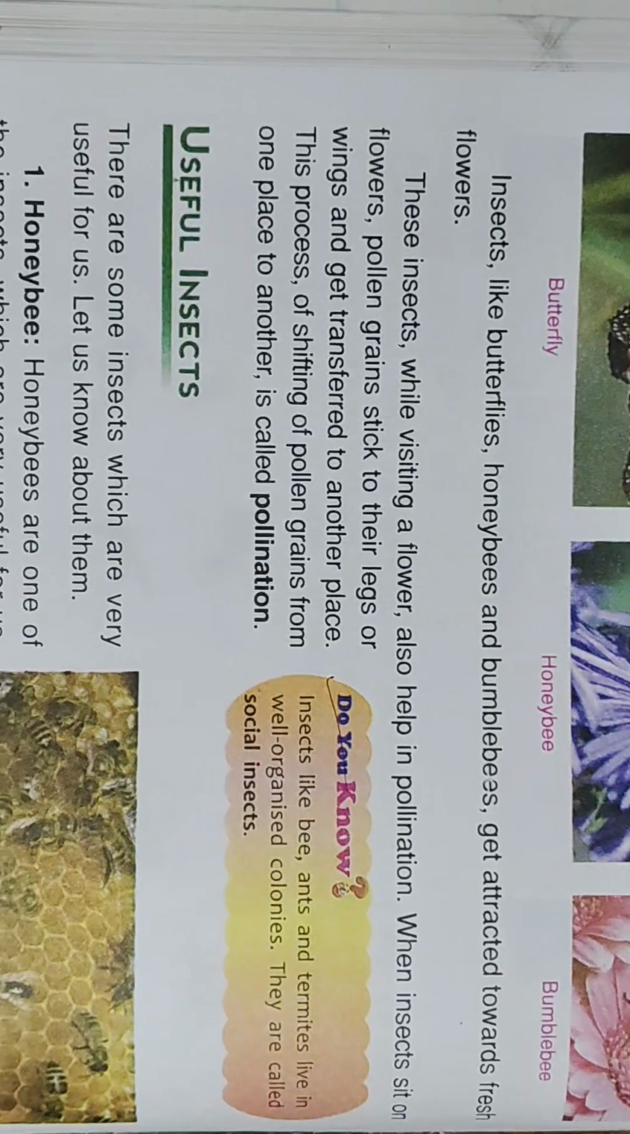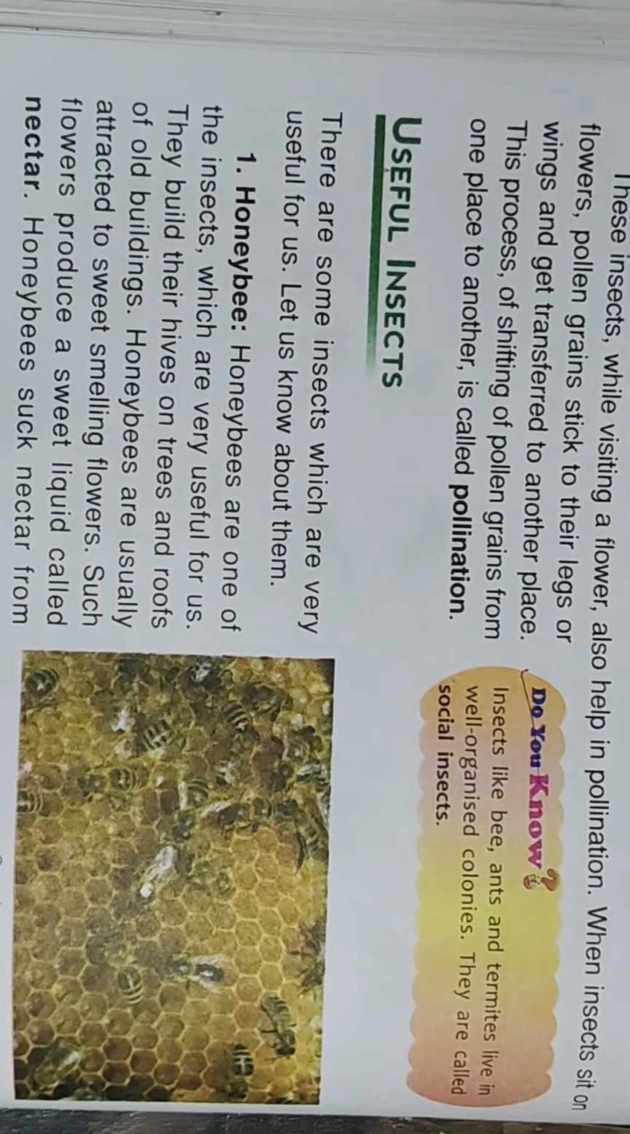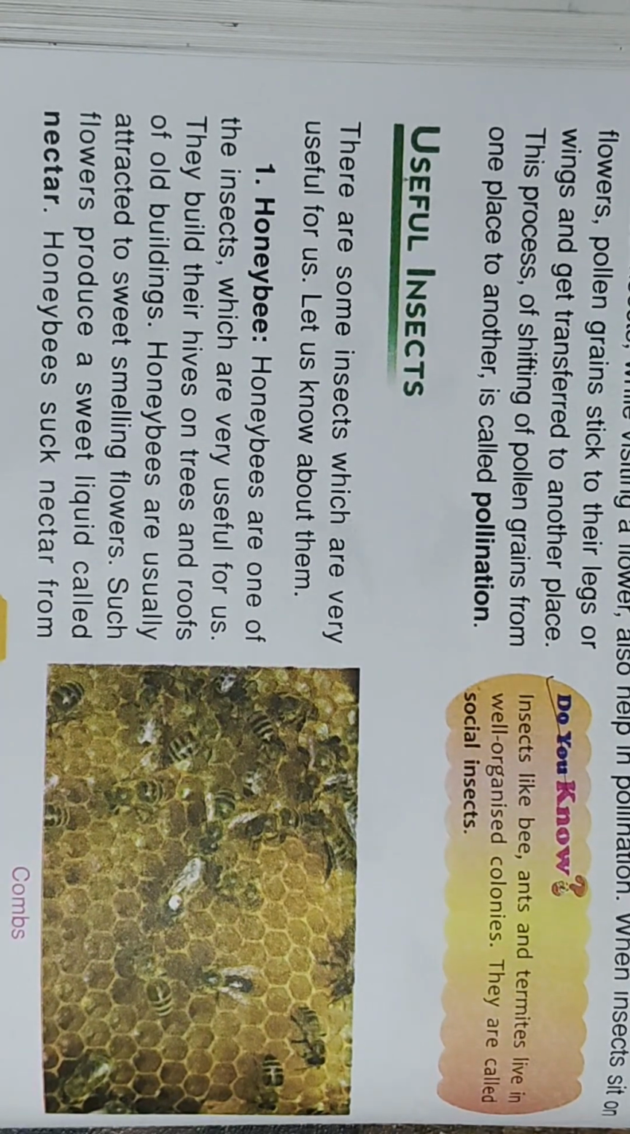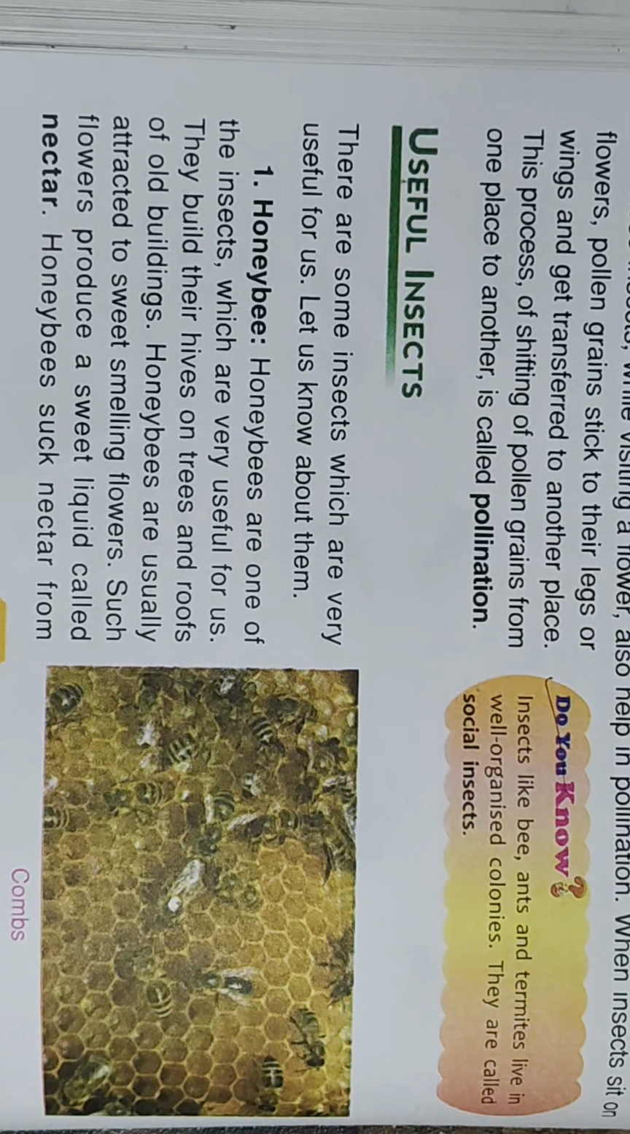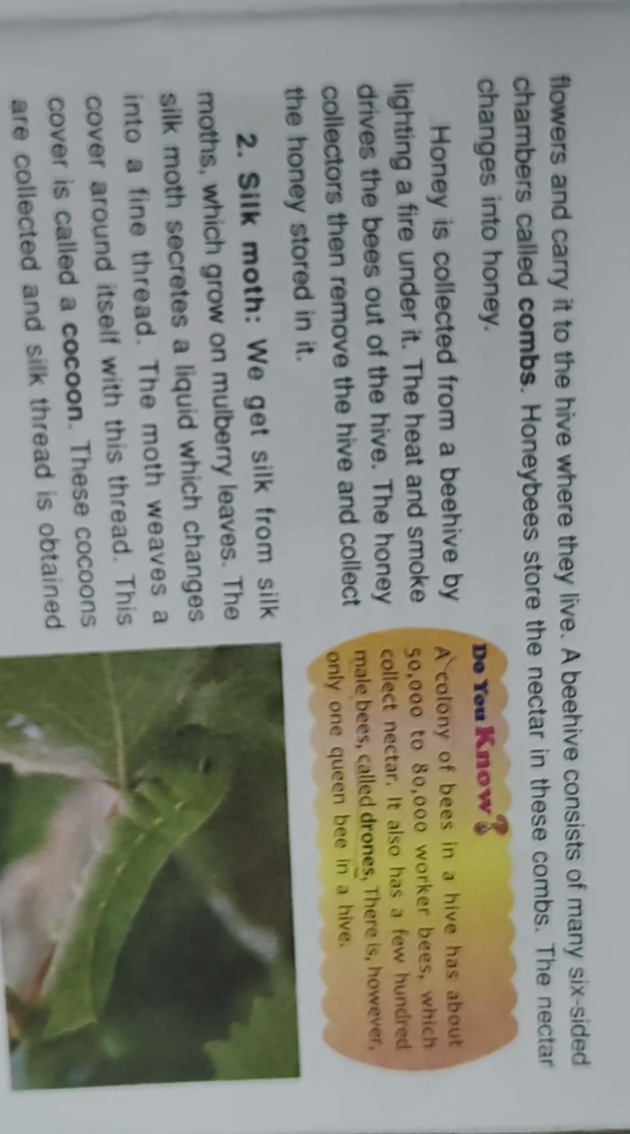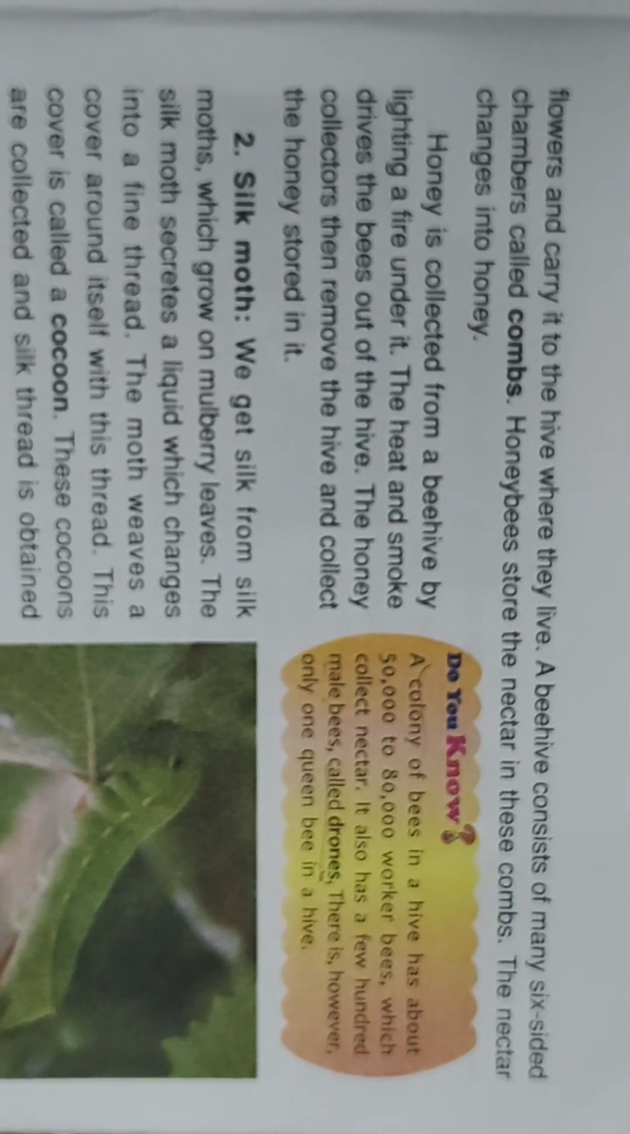Useful insects. There are some insects which are very useful for us. Honeybee. Honeybees are one of the insects which are very useful for us. They build their hives on trees and roofs of old buildings. Honeybees are usually attracted to sweet-smelling flowers. Such flowers produce a sweet liquid called nectar. Honeybees suck nectar from flowers and carry it to the hive where they live.